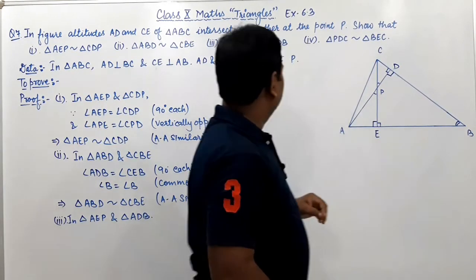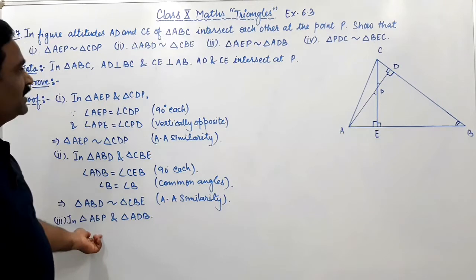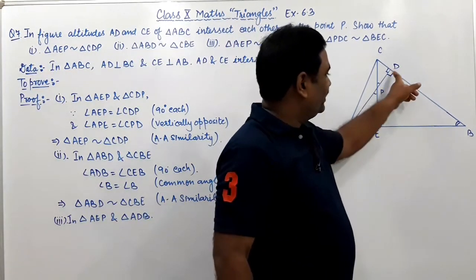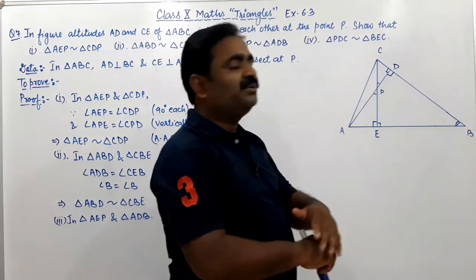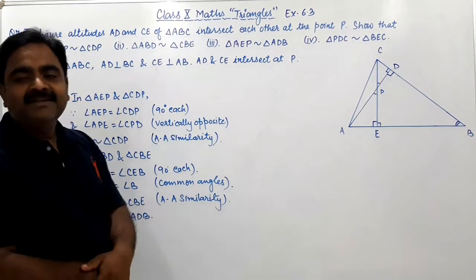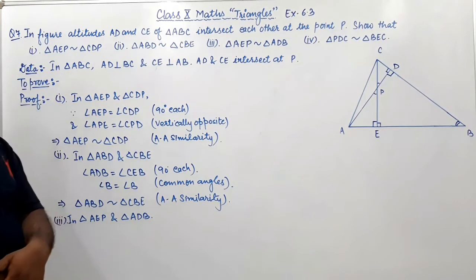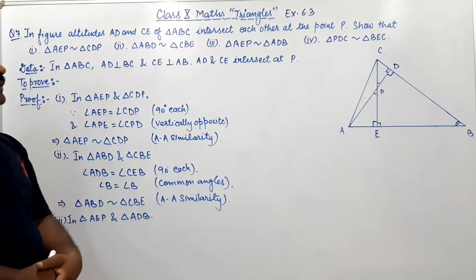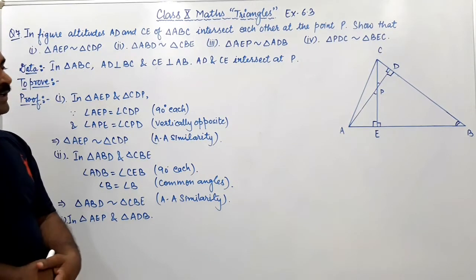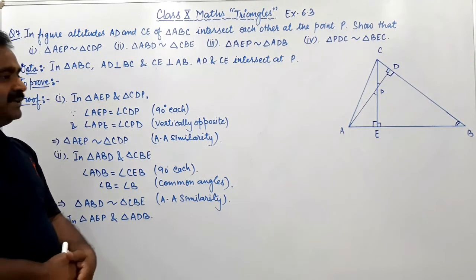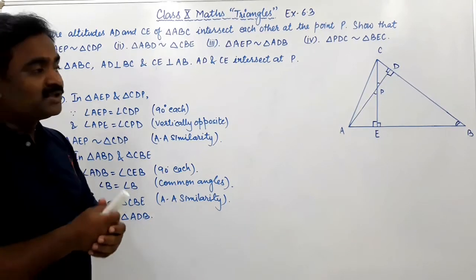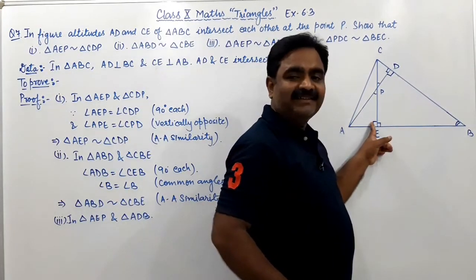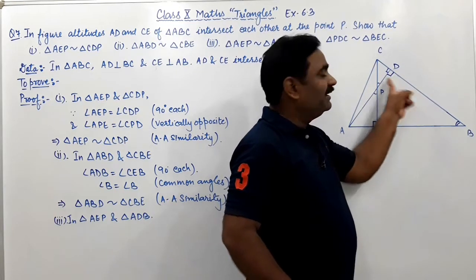AEP and ADB. ये दोनों ट्रायंगल्स कंपेयर करते हैं. AEP and ADB, right? AEP एंड ADB, तो दोनों में पहले तो कंपेयर करते हैं एंगल्स कौन से 90 डिग्री हैं। AEP में एंगल E is 90 degree and ADB में एंगल D is 90 degree.